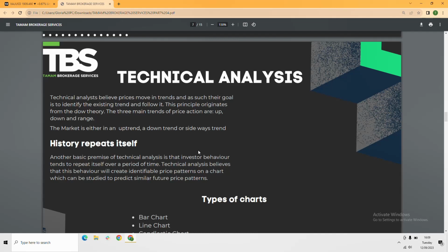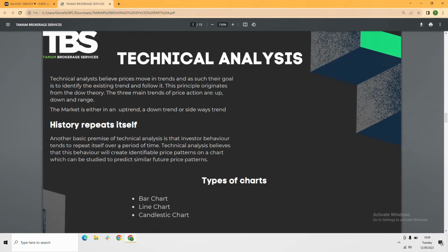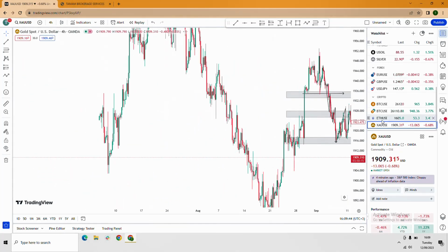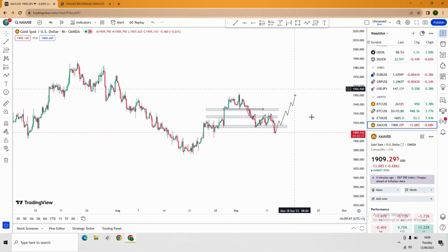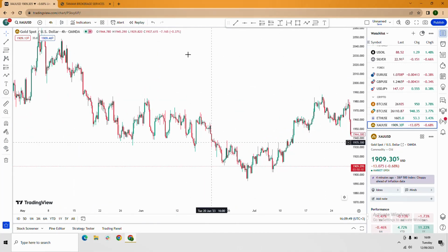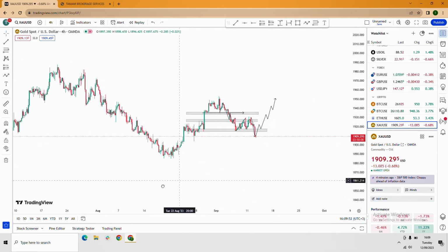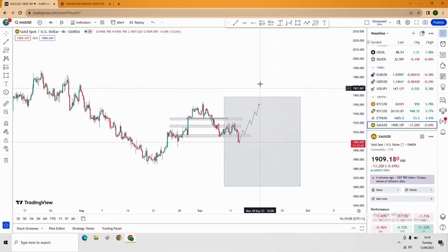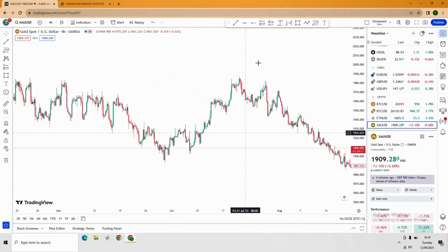What we're trying to say here in regards to technical analysis is that price history definitely repeats itself. Another basic premise of technical analysis is that investor behavior tends to repeat itself over a period of time. Investor behavior is that of any participant within the market. What they most probably did before, in most cases they're going to do in the future. Whichever way price moved before, in most cases it's going to be the same thing in the future or in the current market condition. How it's going to react here will be influenced by how price reacted on this side.